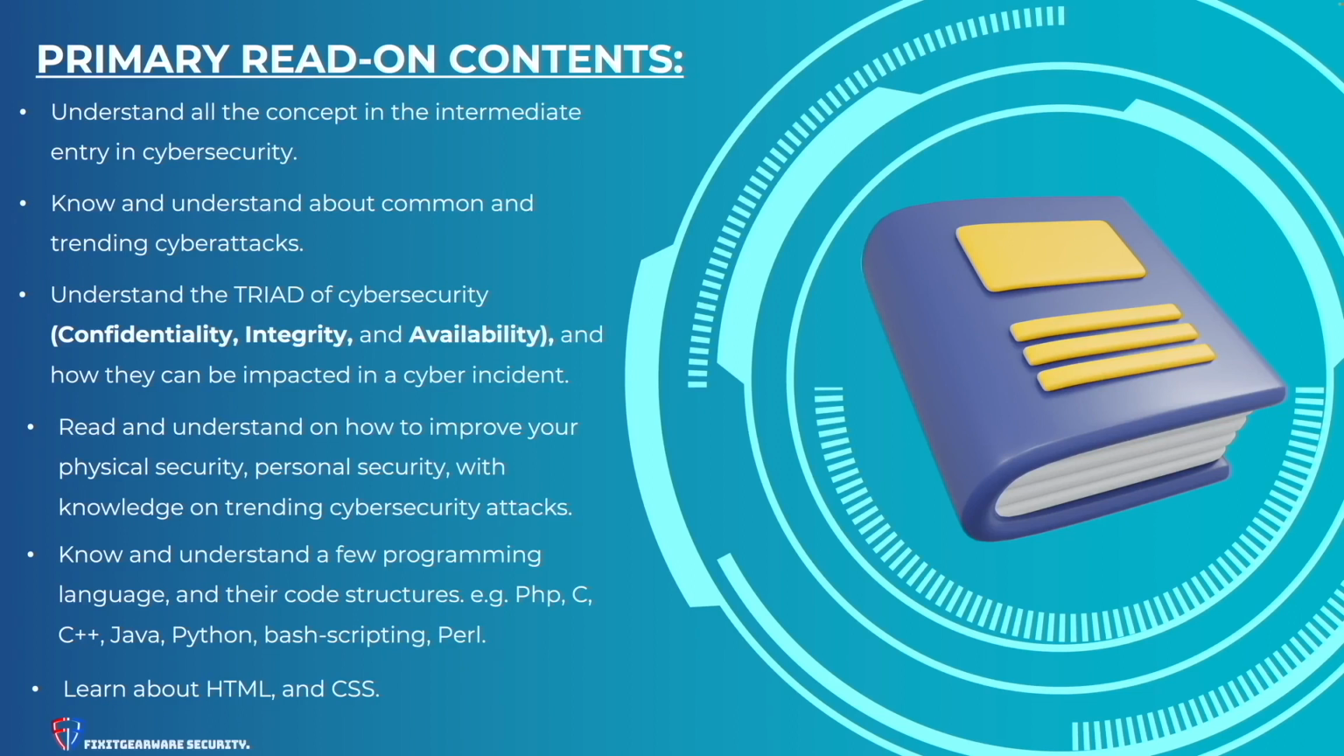As a junior cybersecurity entry candidate, you should know and understand a few programming languages and their code structures. For example, PHP, with the latest version being PHP 8.4 or 8.3. You know C and C++, as most organizations are still running on legacy systems. Java is also important to know for mobile applications. Python for building tools. Bash scripting for building tools and pen testing. Perl programming language for building payloads and pen testing as well. Learn about HTML and CSS, as you'll be needing this when you perform vulnerability attacks such as cross-site scripting, SQL injection, and so on.